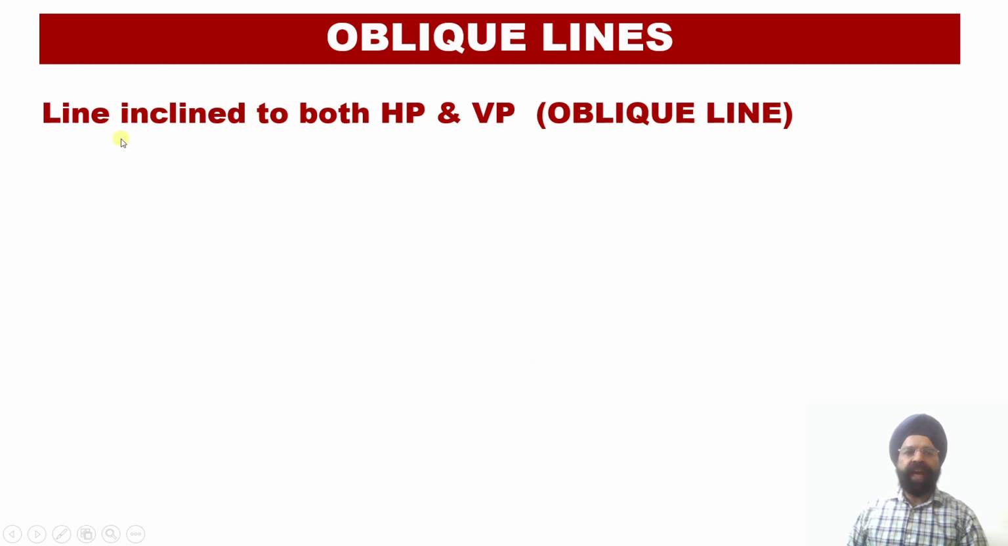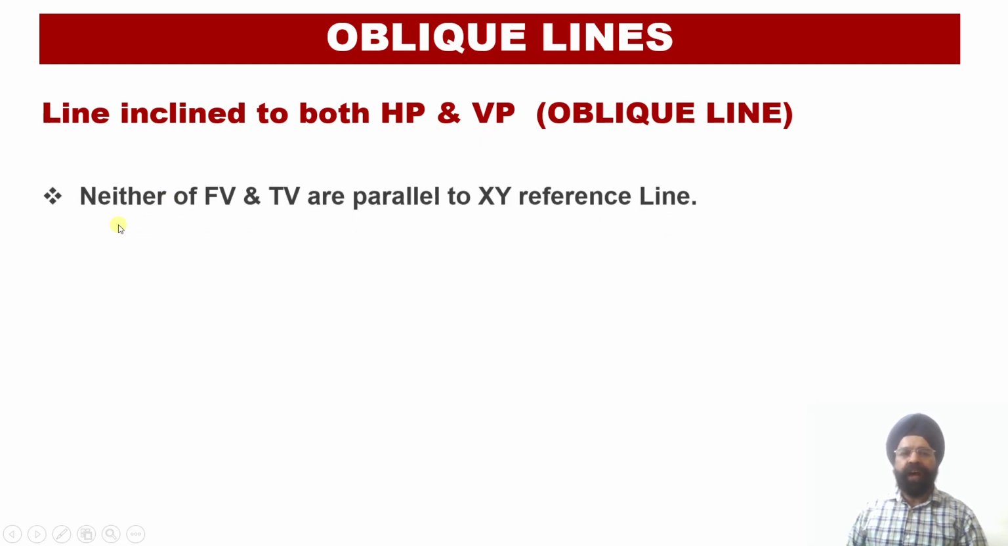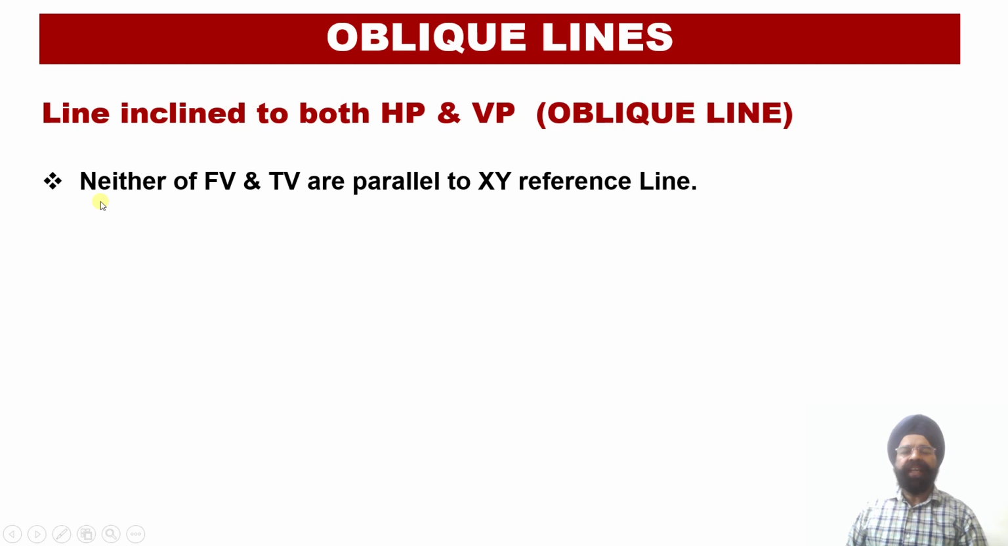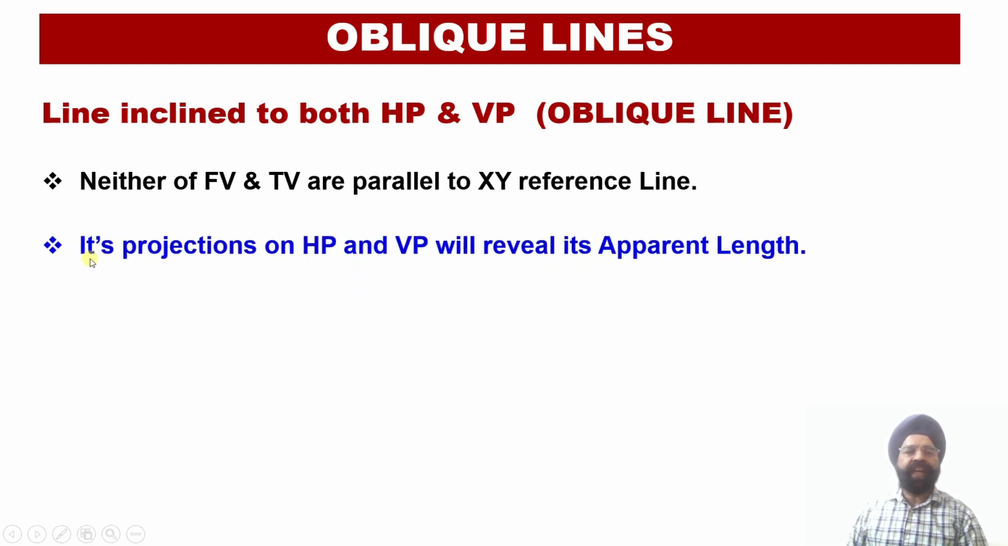Now, an oblique line is the one which happens to be inclined to both the reference planes, that is the horizontal plane as well as the vertical plane. Since this line is inclined to both the reference planes, neither the front view nor the top view will be obtained parallel to the XY reference line. So the front view and the top view of the oblique lines will always be inclined to HP and VP, right?